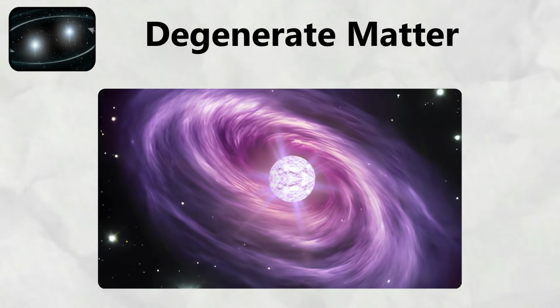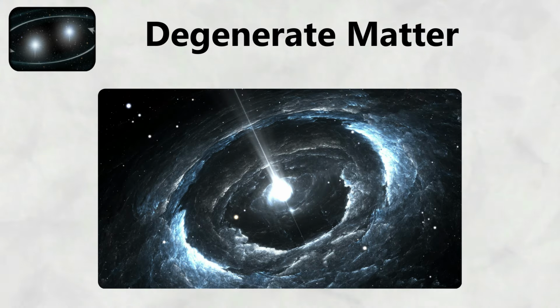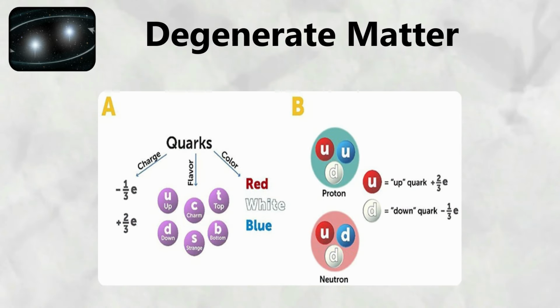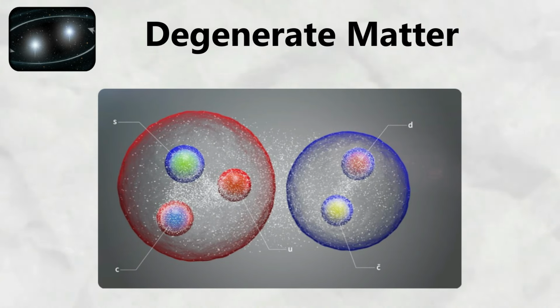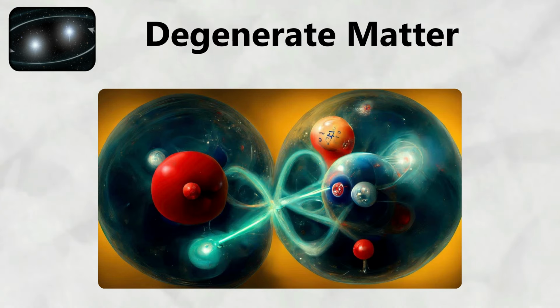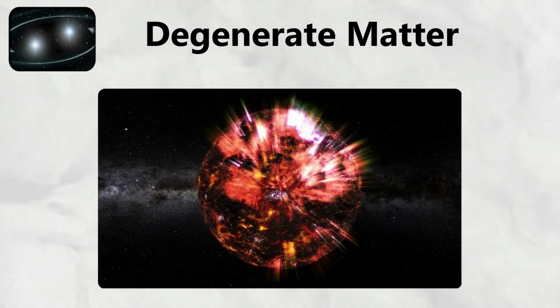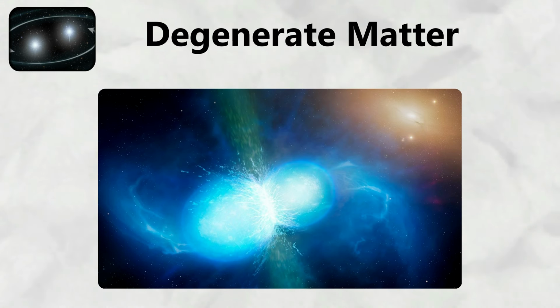Quark degeneracy might occur at densities even higher than those found in neutron stars, where the strong force can no longer confine quarks within individual neutrons and protons. In this state, quarks would exist freely in a degenerate quark soup, potentially forming strange quark matter or other exotic quark phases. Some theoretical models suggest that the cores of the most massive neutron stars might already contain degenerate quark matter.